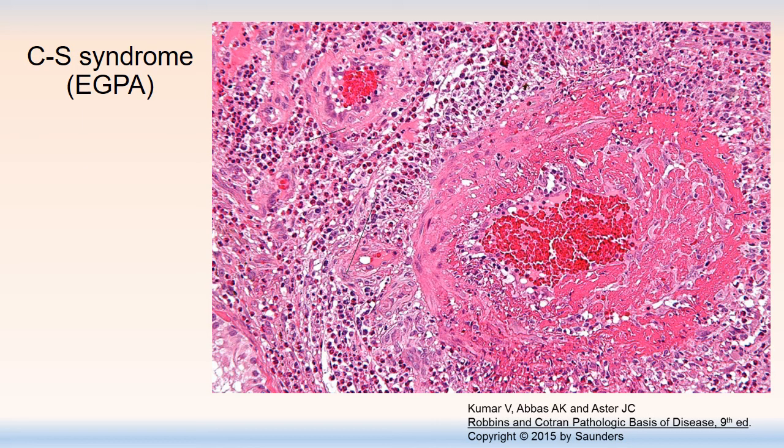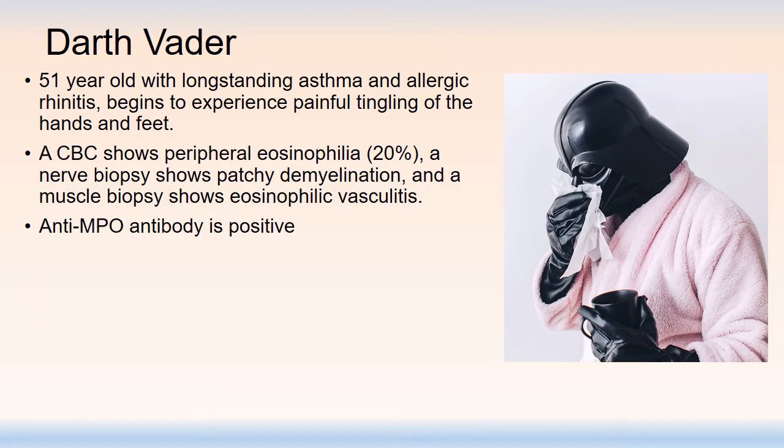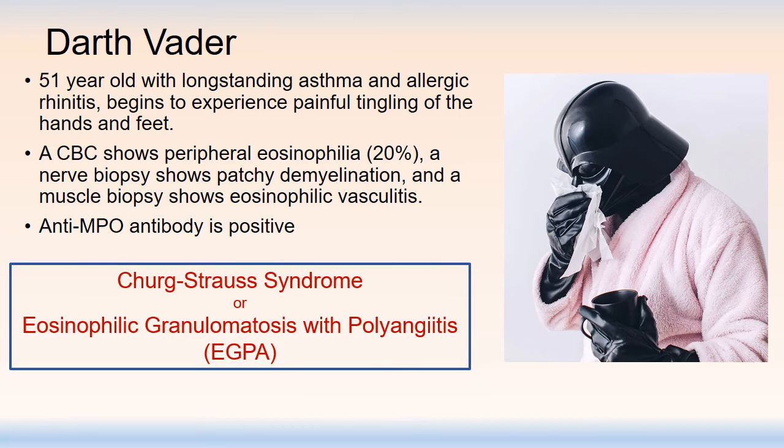This is an example of Sjögren-Strauss syndrome, and if you look on high power, what you will see is the eosinophilic infiltrate with these inflammatory cells showing that bright red, even almost reddish orange appearance. These are the eosinophils that are the characteristic inflammatory infiltrate in Sjögren-Strauss syndrome. It is also ANCA associated, but in this case, it's a myeloperoxidase antibody that is positive in Darth Vader. So that fits the diagnosis of Sjögren-Strauss syndrome.